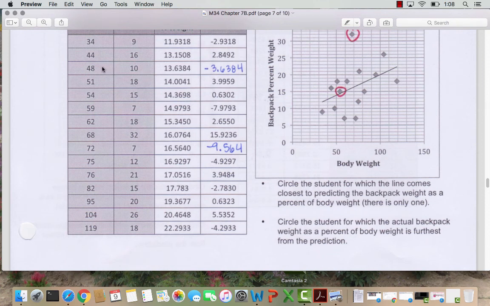So verify these calculations. For the student who weighs 48 pounds, checked, observed, minus predicted, gives us this residual. And similarly, for the student who weighs 72 pounds, the observed value 7% minus a prediction, 16.5640%, gives us this residual.